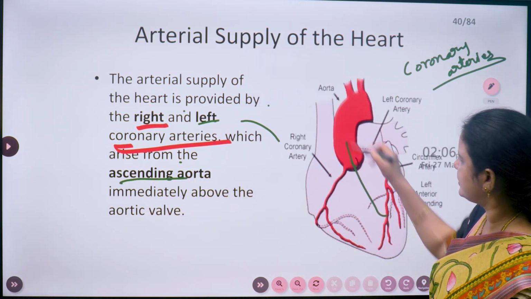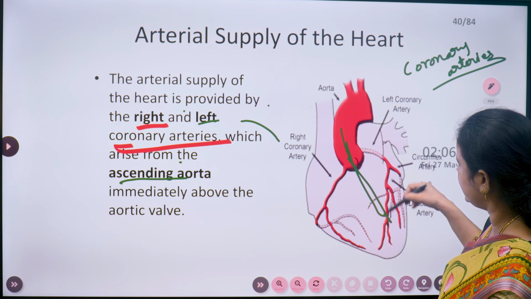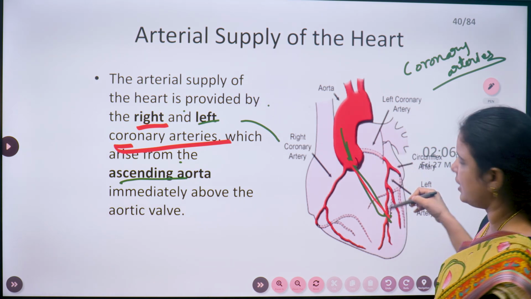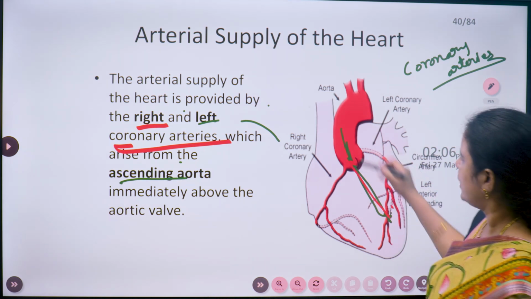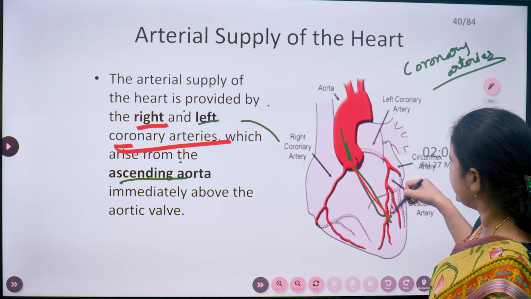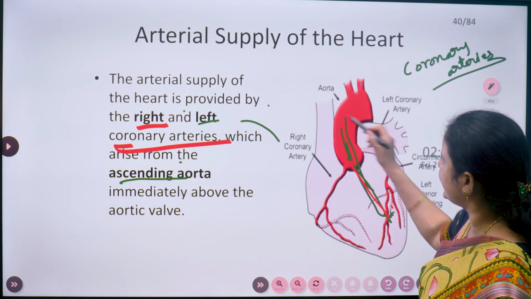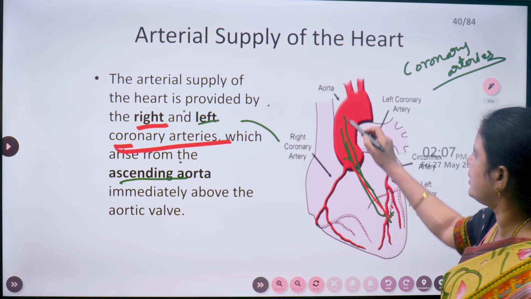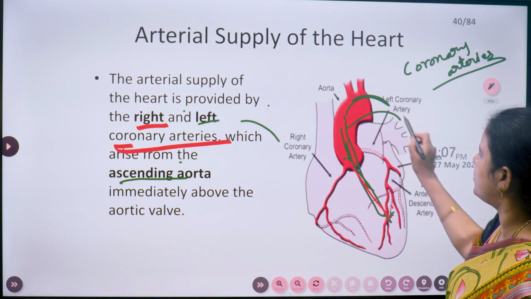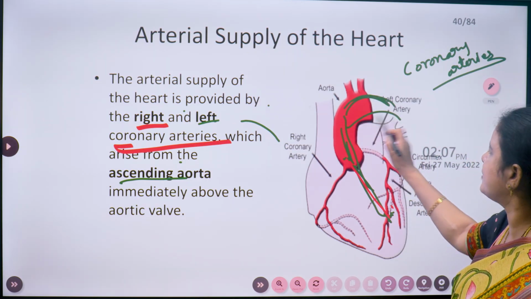So this is the ascending aorta. Actually this aorta arises from the left ventricle, and as it goes up we call it the ascending aorta. The part that forms an arch is called the arch of aorta.